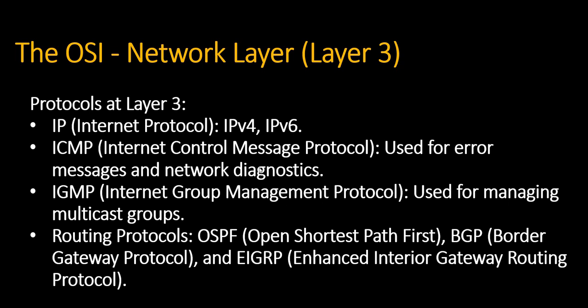Okay, what protocols do we use at layer 3? One is the Internet Protocol, which is IPv4 or IPv6. ICMP, which is used for error messages and network diagnostics. IGMP, Internet Group Management Protocol, used for managing multicast groups. Routing protocols, for example OSPF, Open Shortest Path First, BGP, Border Gateway Protocol, and EIGRP, Enhanced Interior Gateway Routing Protocol. I know it's a bit of theory, but it is good to understand. And if you are looking for a career in networking, or are already in it, then you will encounter these protocols more often.